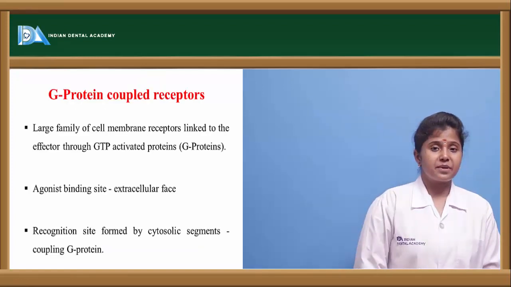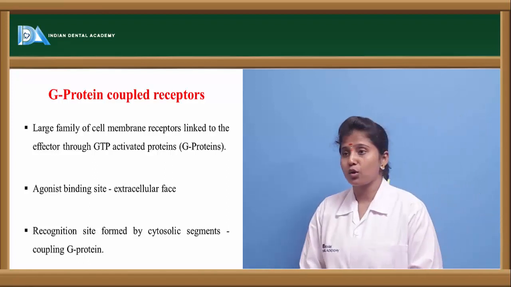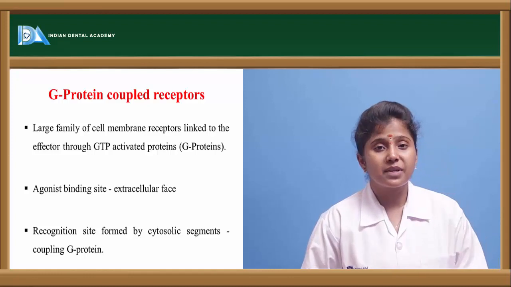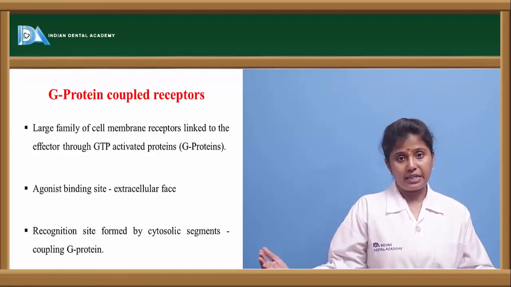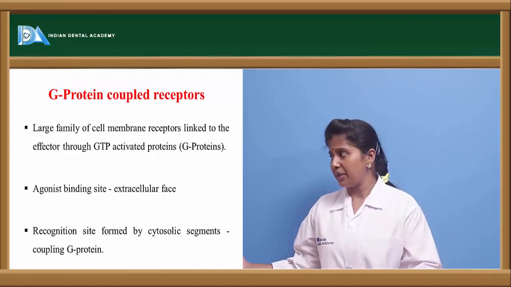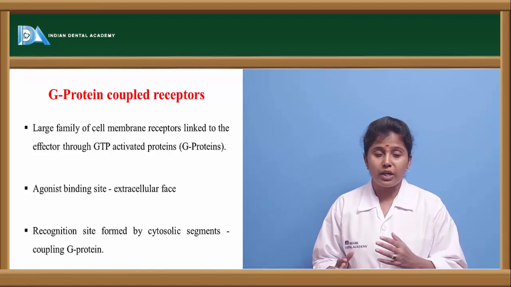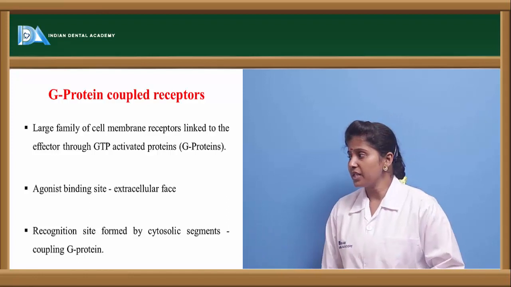The other type of receptors are G protein coupled receptors, which are also called GPCR receptors. When compared to all the four receptors, these are the largest family of receptors. They have a high number of families in them, and they have a special molecule called G protein, which aids in the mechanism of this receptor.